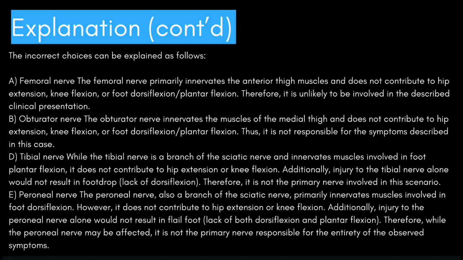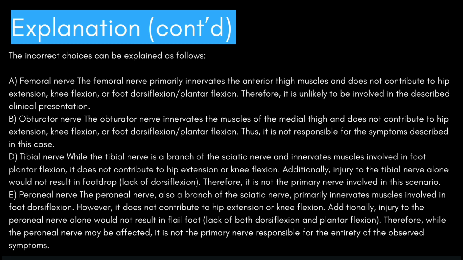We have the tibial nerve. While the tibial nerve is a branch of the sciatic nerve and innervates muscles involved in foot plantar flexion, it does not contribute to hip extension or knee flexion. Additionally, injury to the tibial nerve alone would not result in foot drop, lack of dorsiflexion, therefore it is not the primary nerve involved in this scenario.